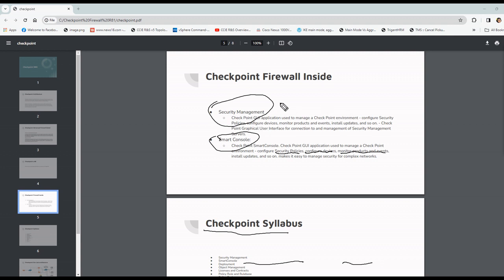Security management, this management firewall, completely controls all the gateway firewalls. Remember this: all the gateway firewalls you can manage over this checkpoint management firewall. We can show you in the lab, and I will show you over this lab.